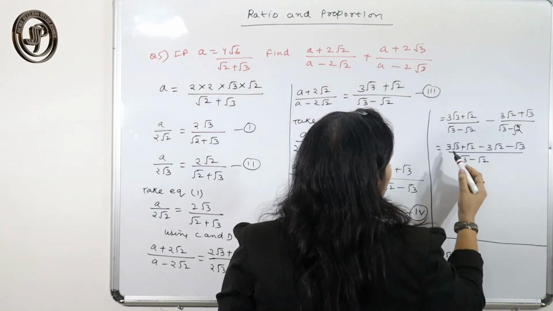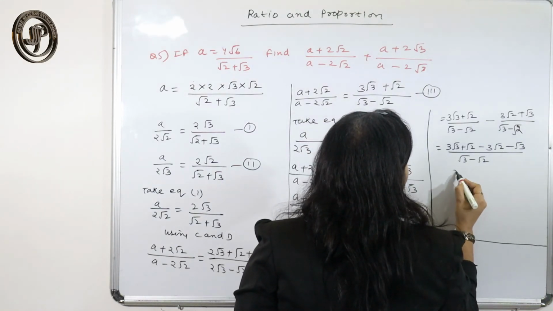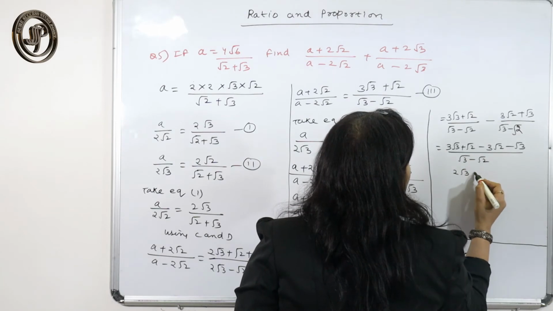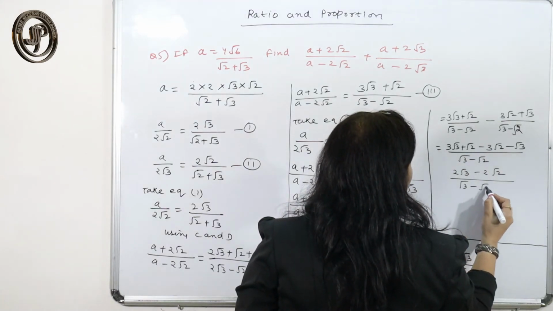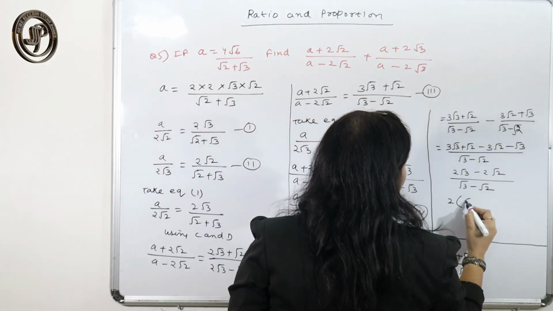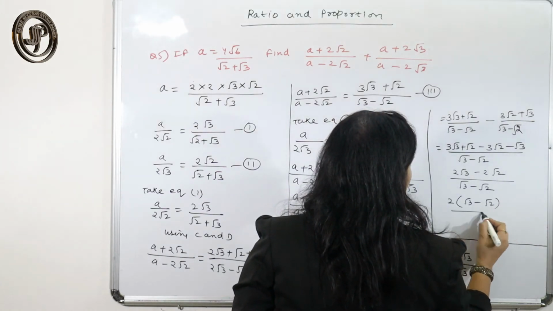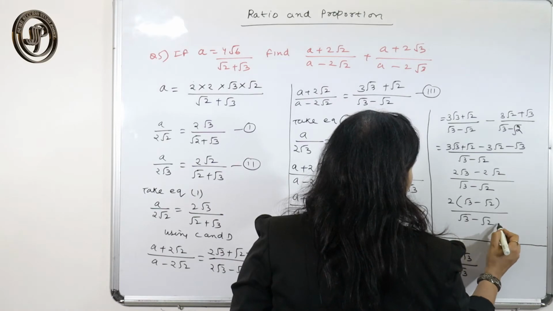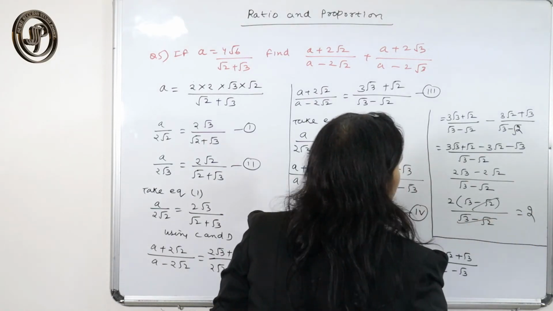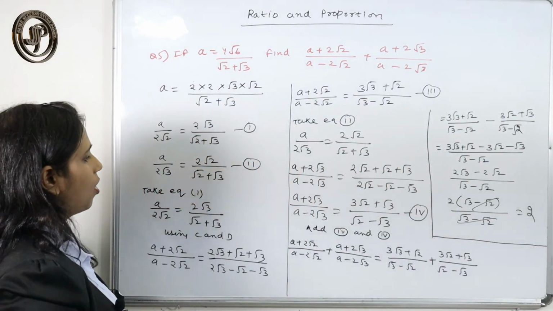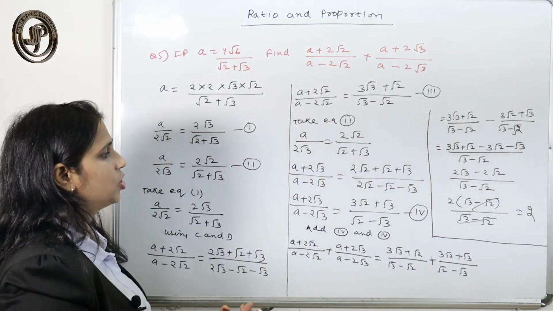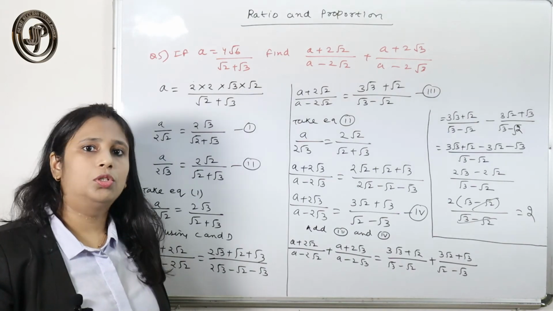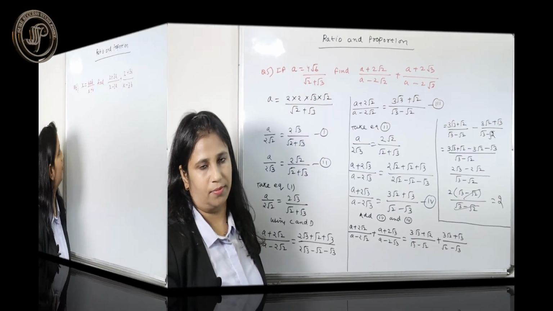Right? Now 3 root 3 minus root 3 will be 2 root 3, and this is minus 2 root 2. I am just adding or subtracting the like terms. Take 2 out, so you will get 2 here. So 2 is your answer, because LHS is your that, and RHS after simplification you got 2. So that will be your answer.